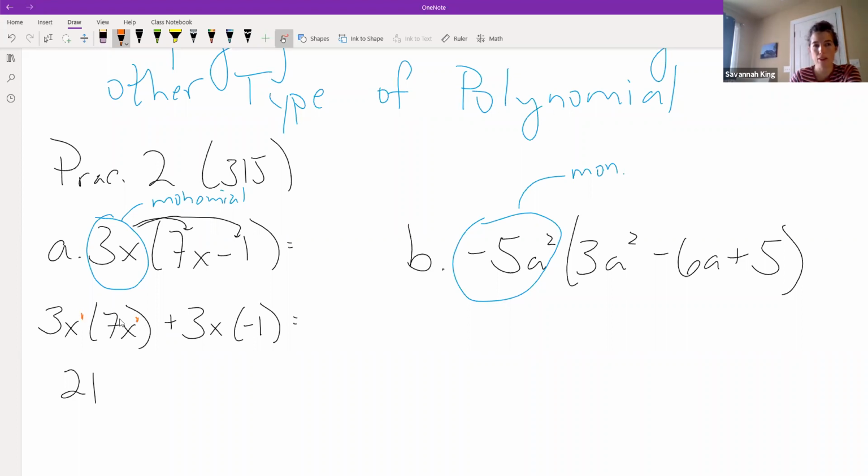We're going to be adding their exponents. This is the product rule. Everything's multiplied to everything else within this little group. So that's a 21x squared. And then finally at the end, 3x times negative 1 is just a negative 3x.